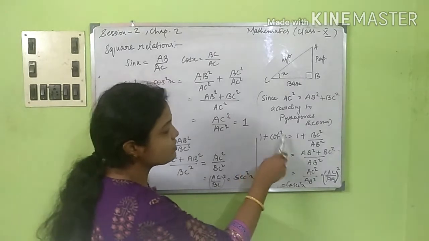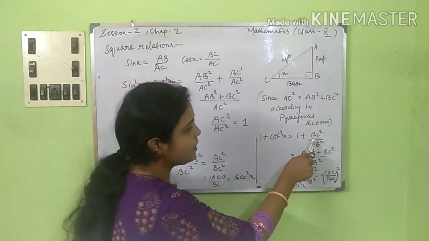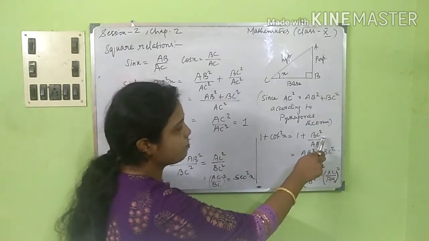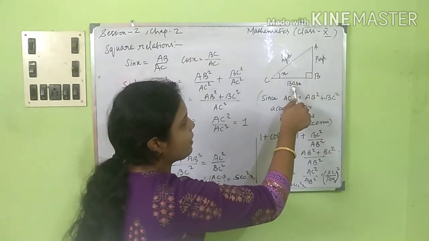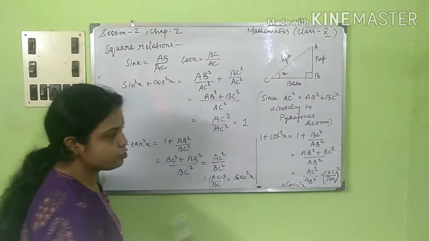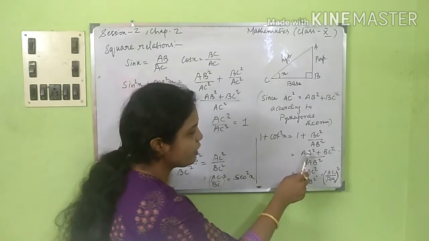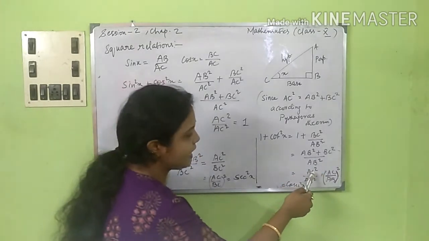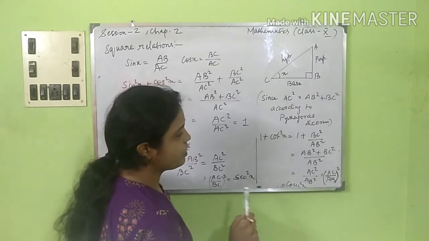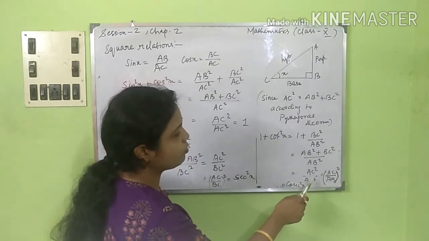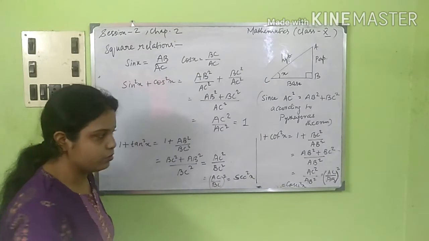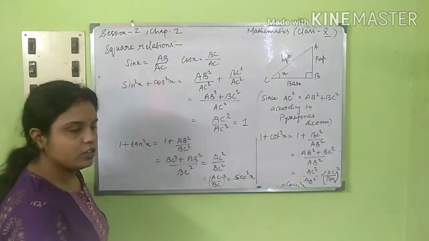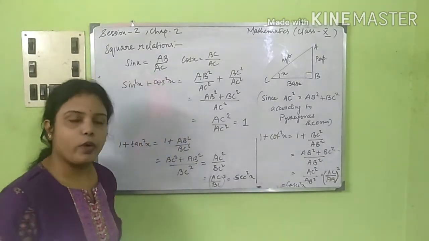Now coming to 1 plus cot square x equal to 1 plus BC square by AB square. BC by AB is what? Base by perpendicular. So taking AB square as the LCM, we get AB square plus BC square, which is again the hypotenuse, AC square by AB square. Now hypotenuse by perpendicular is the cosec value. So we get cosec square. So this is the third square relation.